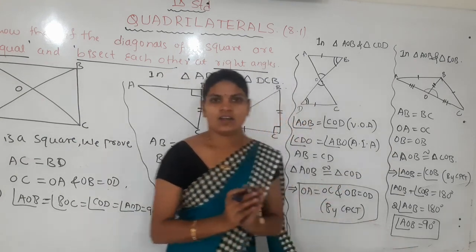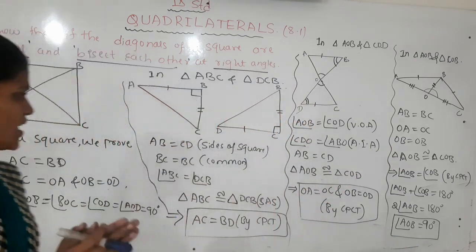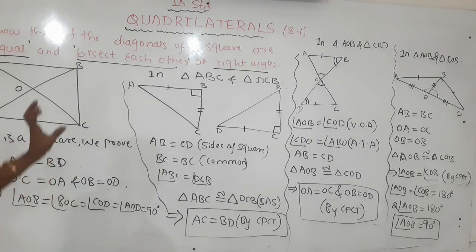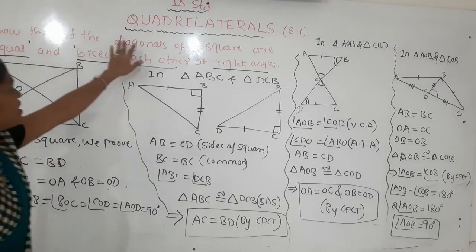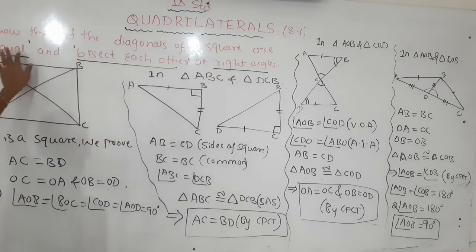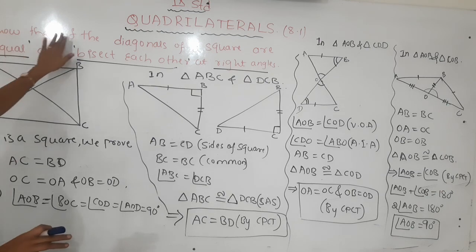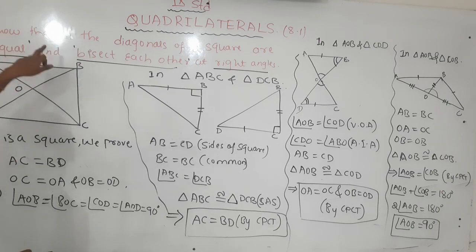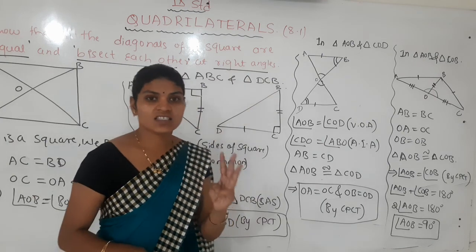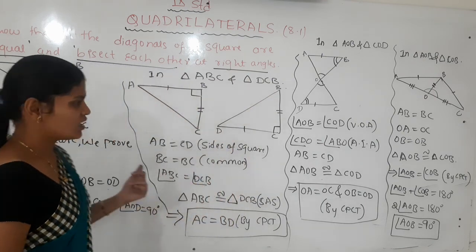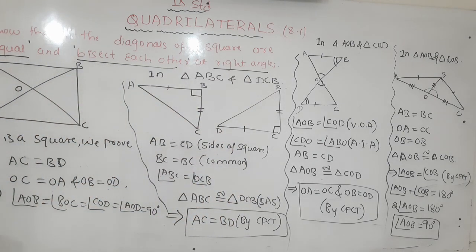So split your picture into a number of things, then you will get your proof. This is the way to very easily prove it. First we have to understand what the question is: the diagonals of a square are equal and bisect each other at right angles. Three things are there in this question. I hope all of you got it. Just pause the video and take it down.